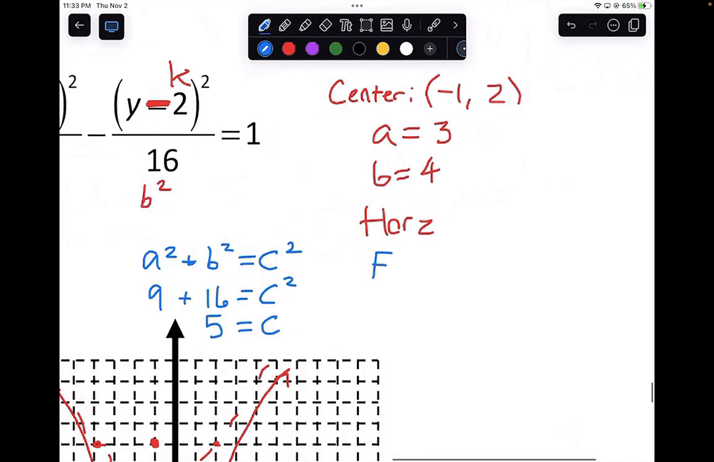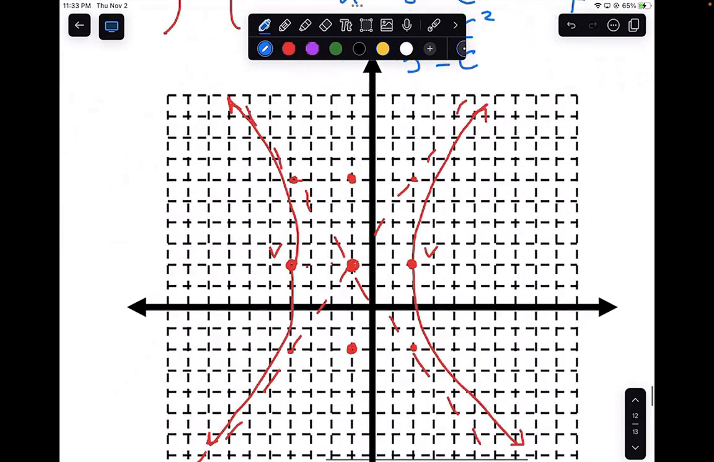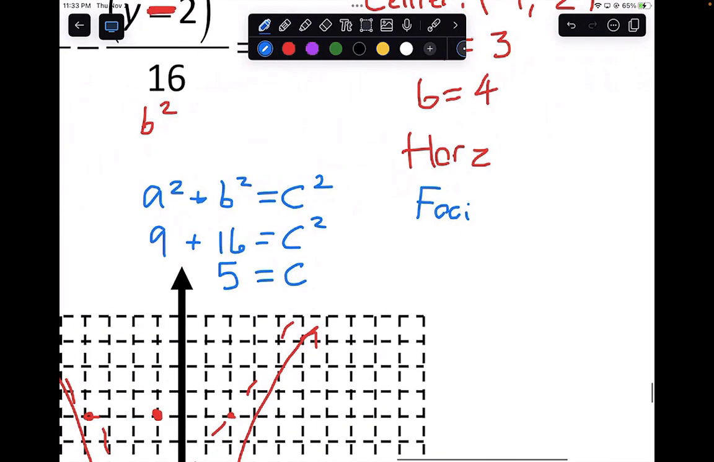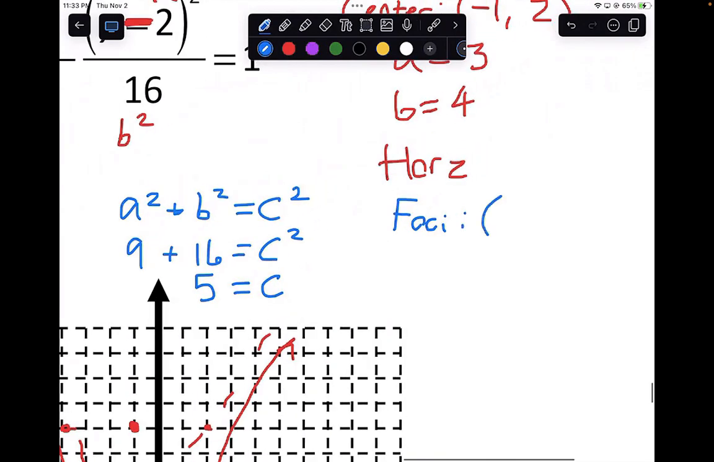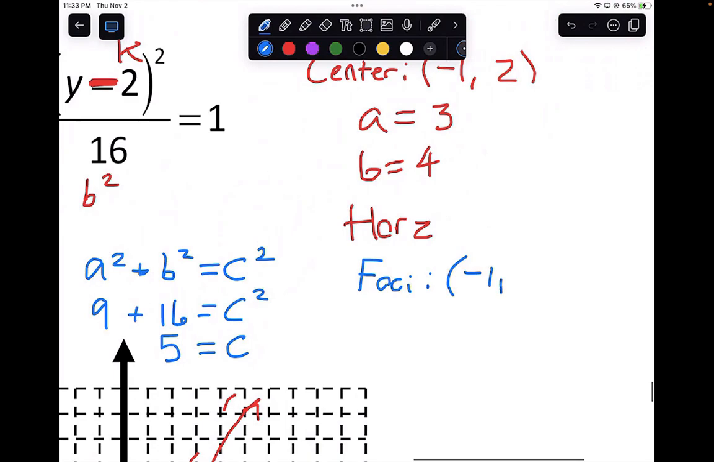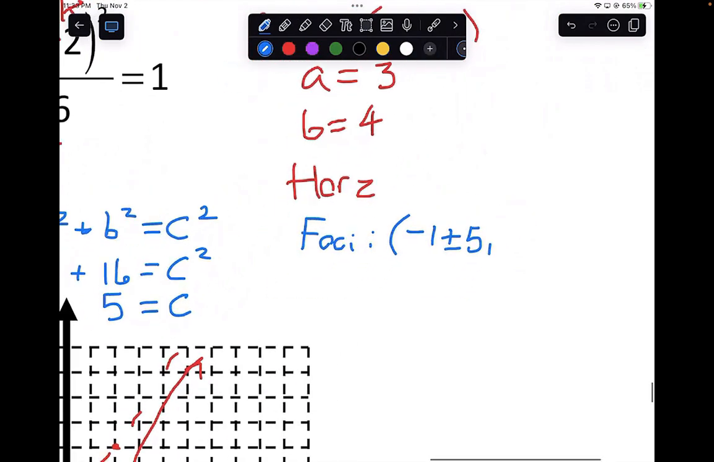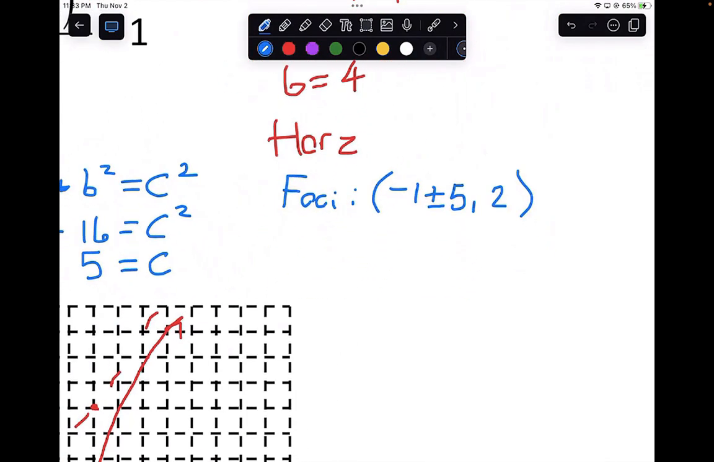So your foci are going to go left and right, 5 units from the center. You can actually write your foci as ordered pairs. I don't want y'all to leave it like this. You'll take your center, -1 and 2, and then you're going left and right, so you need to add and subtract 5 from that point. For the foci, don't leave it like this. Write it as 2 ordered pairs.